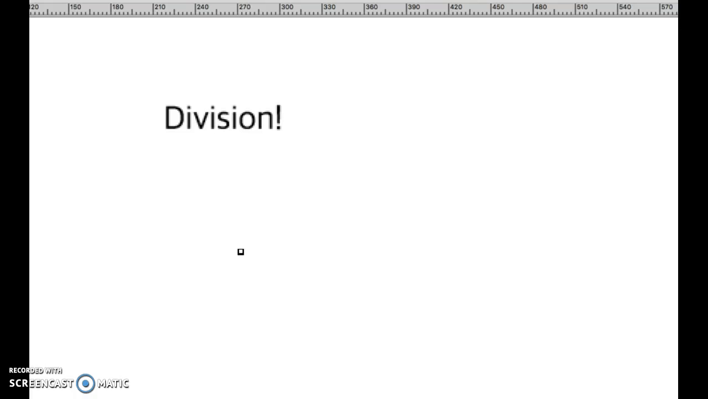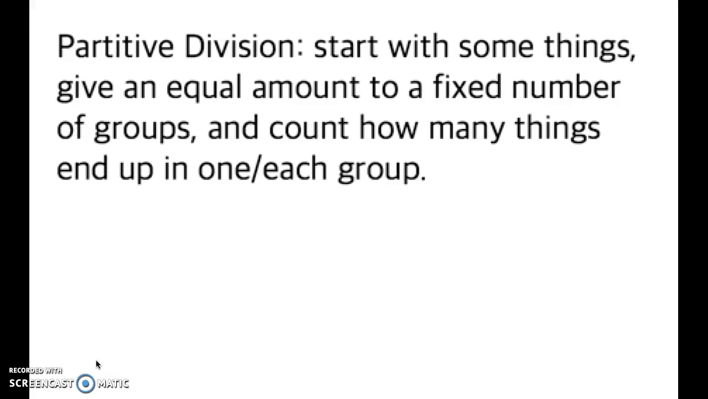Alright, today we're going to explain division. Partitive division is where you start with some things and give an equal amount to a fixed number of groups and count how many things end up in one or each of your groups.